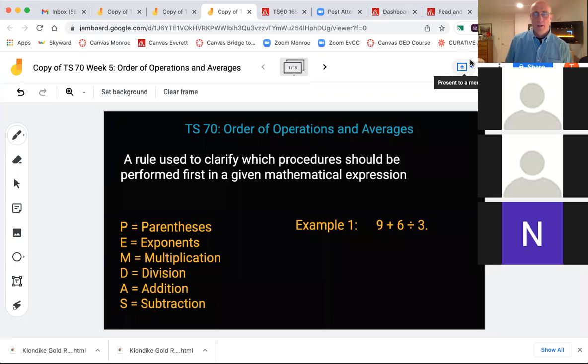And in math, there is something called order of operations. And what it means is the order that you operate in, okay? Do this first, do this next, and then this next. That's what we talk about when we talk about order. What goes first, what goes second, what goes third. So for instance, if you look at my first example that you now hopefully have in your notes here, I've got 9 plus 6 divided by 3, okay?